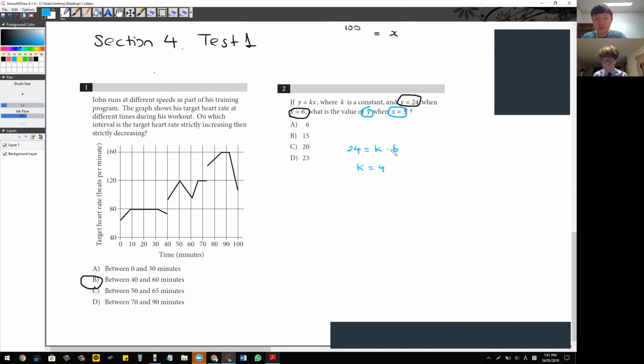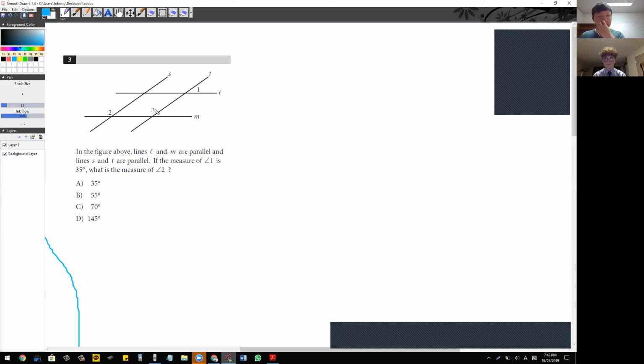So 24 divided by 6 is 4. So therefore y equals 4x, true? Yes. So plug in 5 there, then 4 times 5 is 20. So the answer is 20. Well done. Let's have a look at this one here.